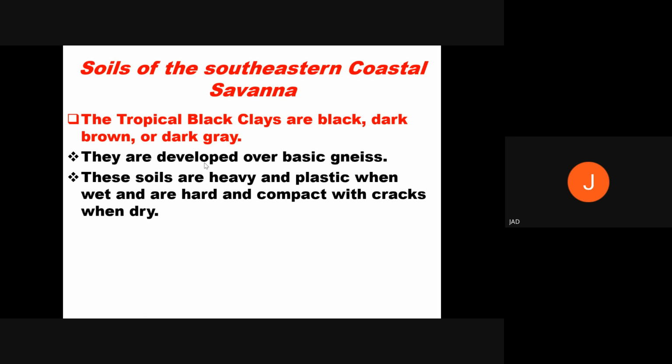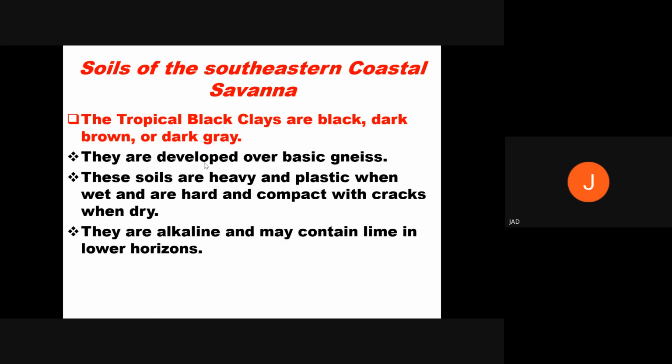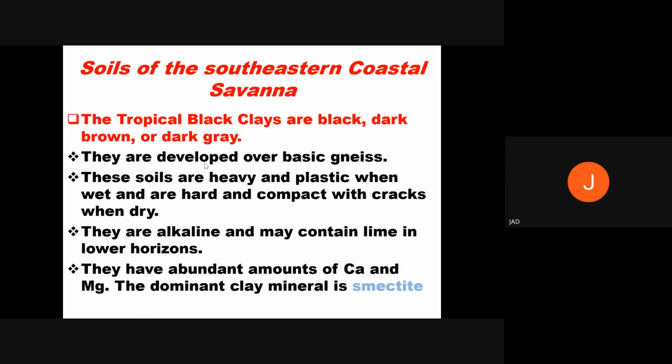These soils are heavy and plastic when wet and hard and compact with cracks when dry. They are alkaline and may contain lime in lower horizons. They have abundant amount of calcium and magnesium. The dominant clay is what? Smectites. So please take note.